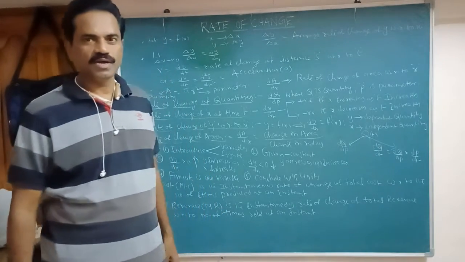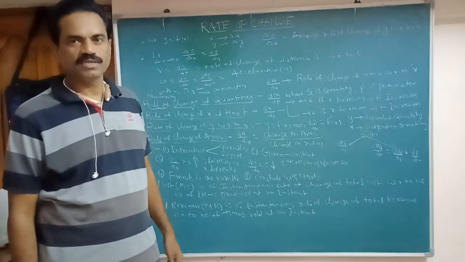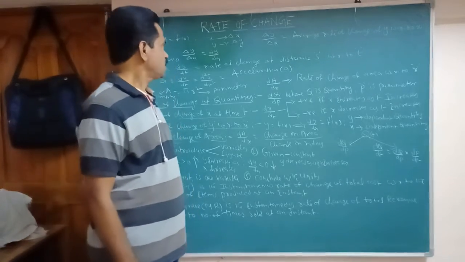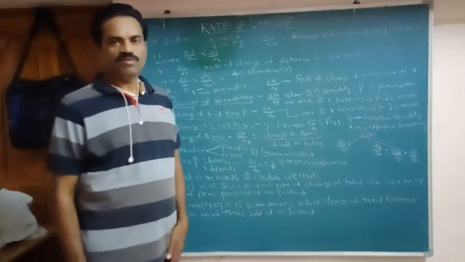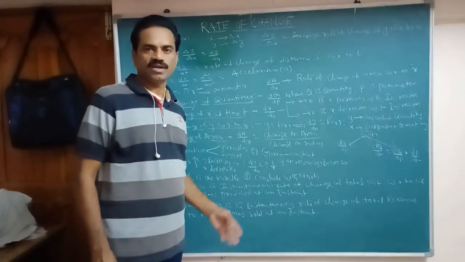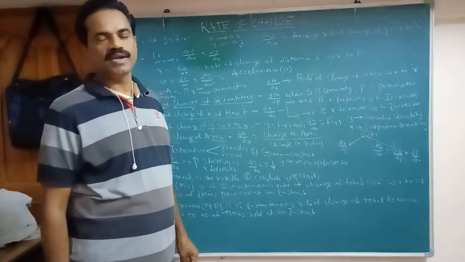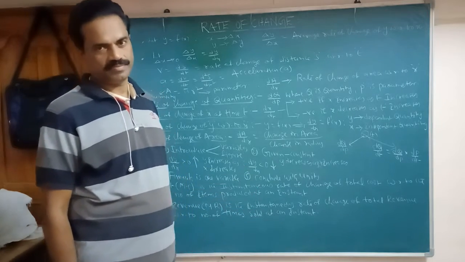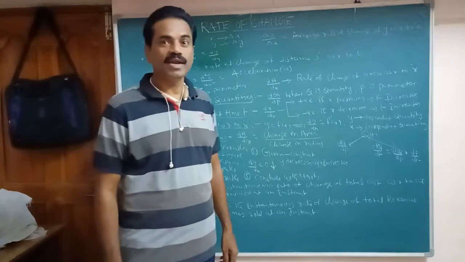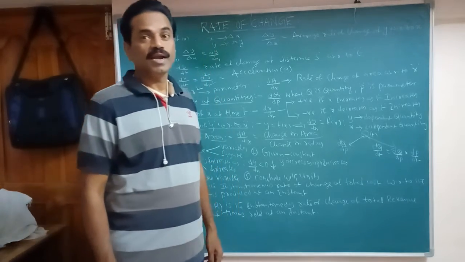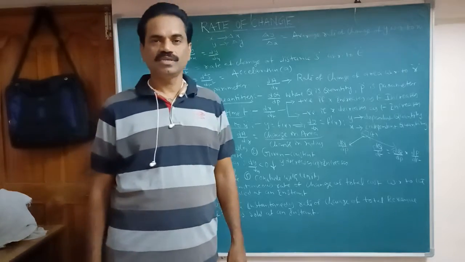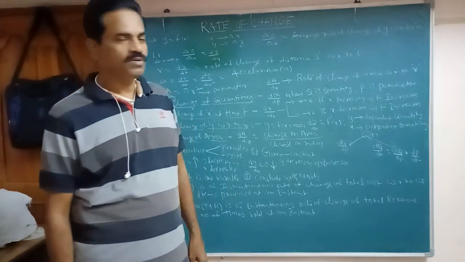Today we discuss the rate of change, or we can also say rate measure, both are the same. Suppose the function y equals f of x. Change in x, we already know, is delta x. Change in y is delta y. So delta y by delta x is the average rate of change of y with respect to x.